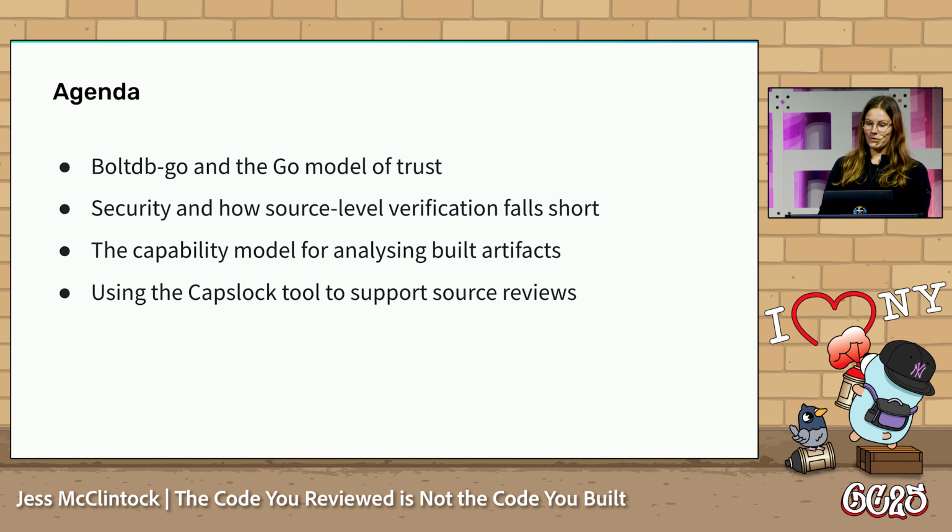Then I'll discuss a model for analyzing build artifacts in terms of the capabilities that they access. And finally, I'll show how Capslock, a capability analysis tool, can be used to support source level verification to bridge the gap between source code and build artifact.